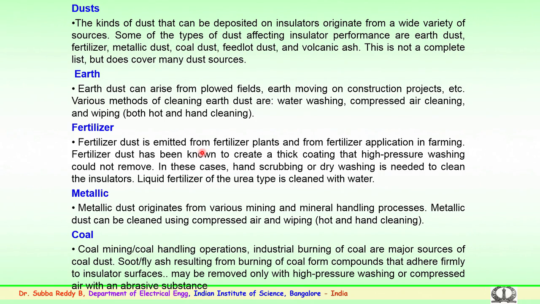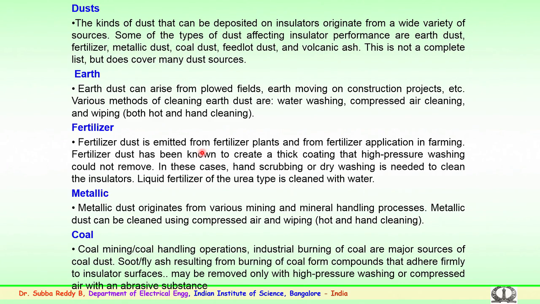Earth dust can arise from the fields during agricultural activity like plowing of fields, or because of earth moving on construction projects, and so on. Various methods have to be employed for cleaning this type of dust due to agricultural activity and construction projects. So, water washing, compressed air cleaning and wiping, both hot and hand cleaning are generally employed.